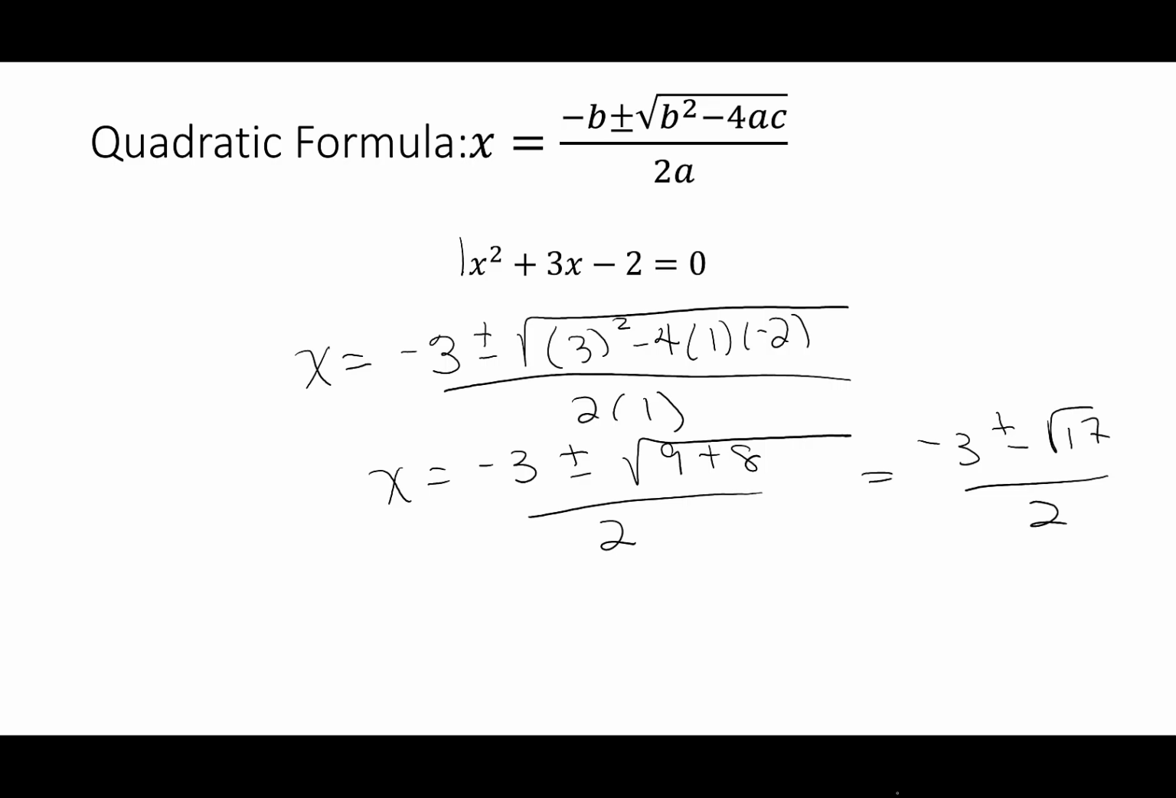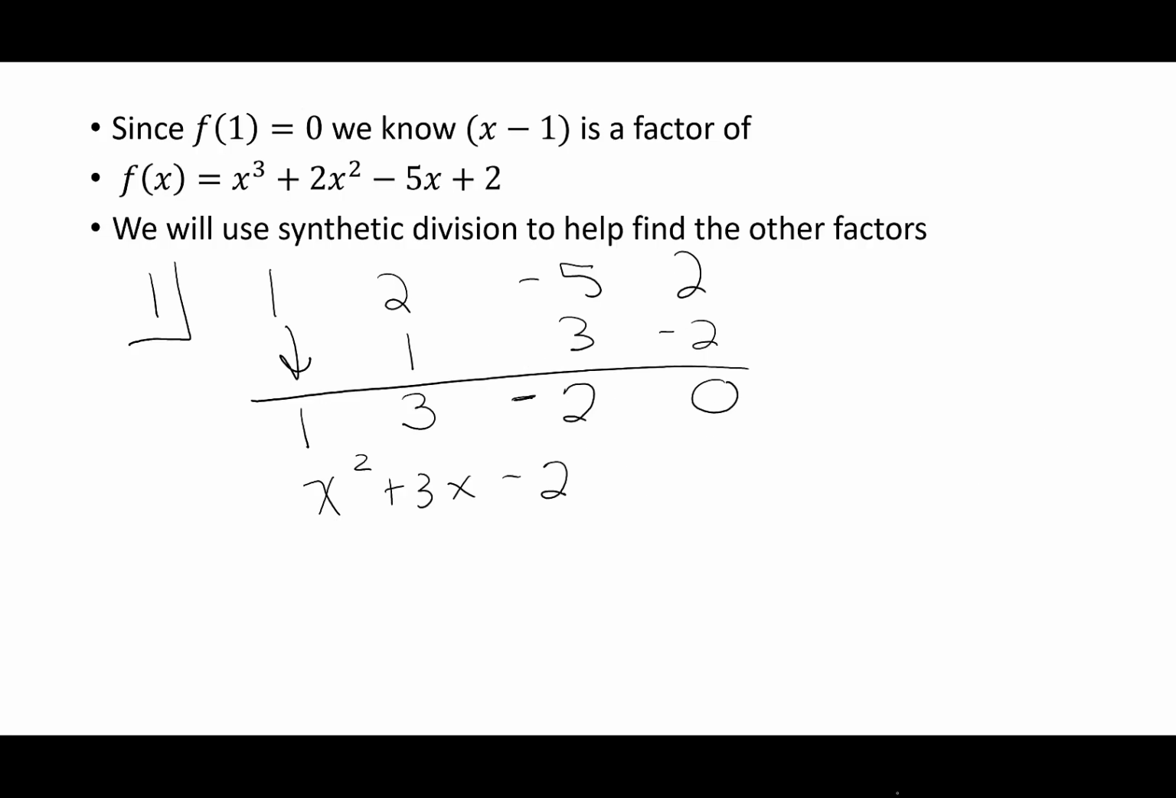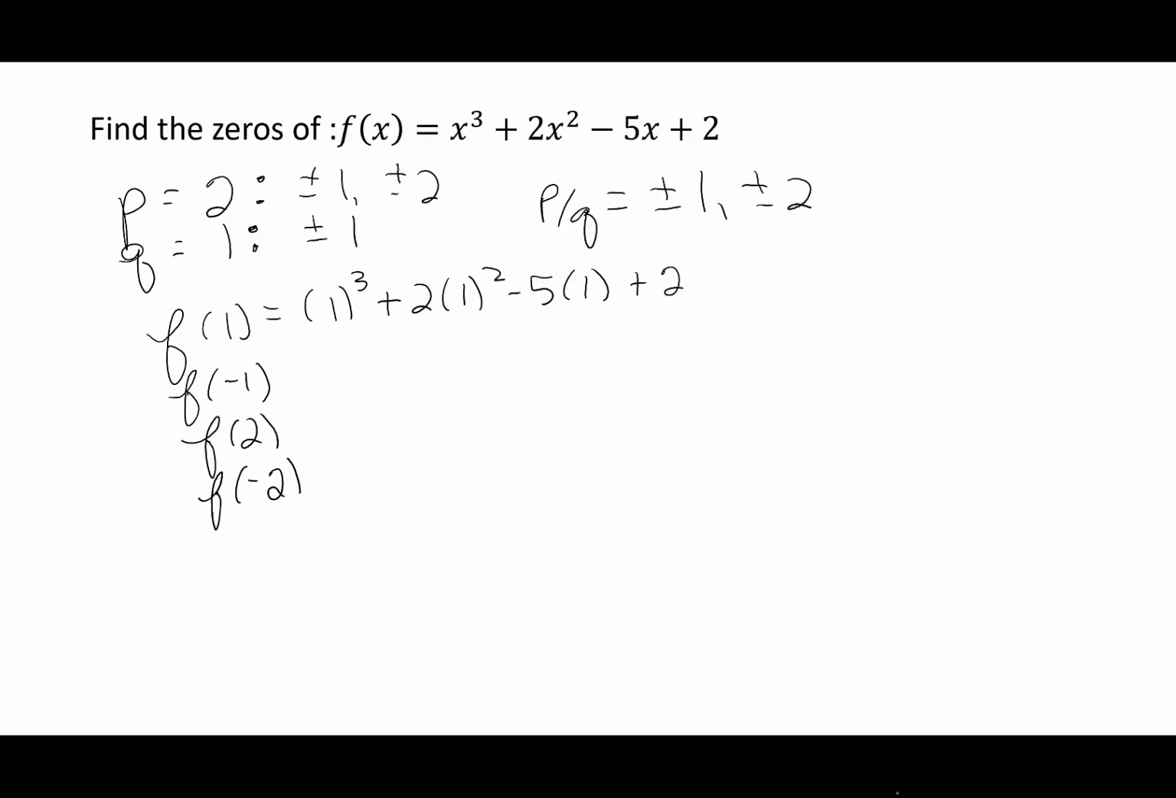Before we move on, let's see, how would I answer this? So if I had this question that started back here with find all the zeros of x cubed plus 2x squared minus 5x plus 2, my answer would be x is equal to 1. And then it would be negative 3 plus the square root of 17 over 2 and negative 3 minus the square root of 17 over 2. So what I have here is a list of answers. I just separate them by a comma.